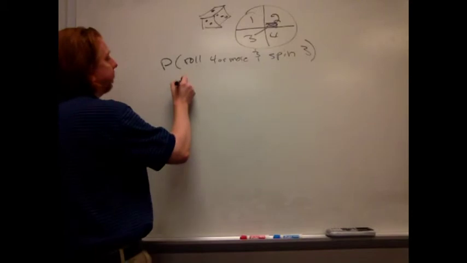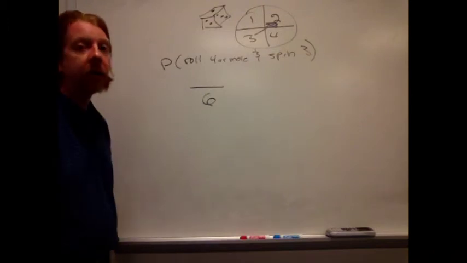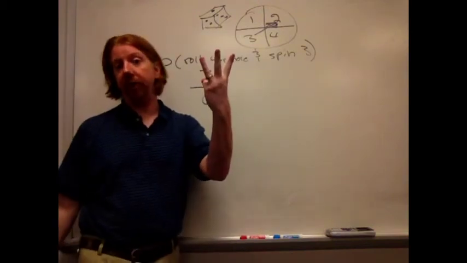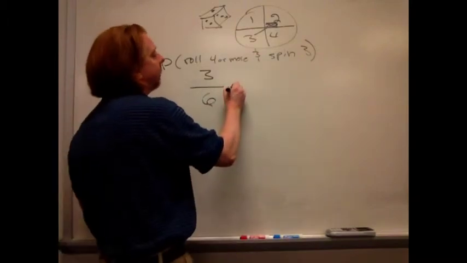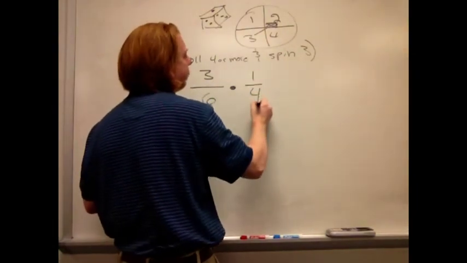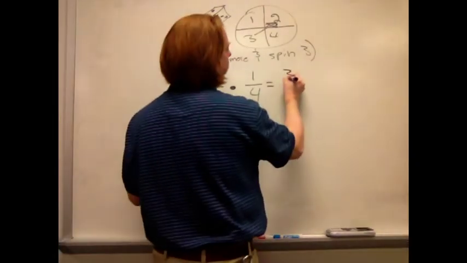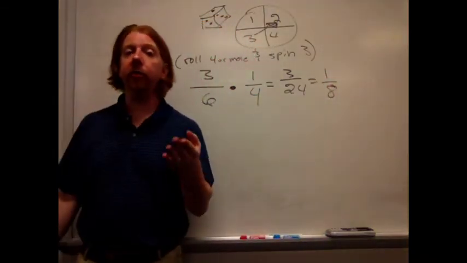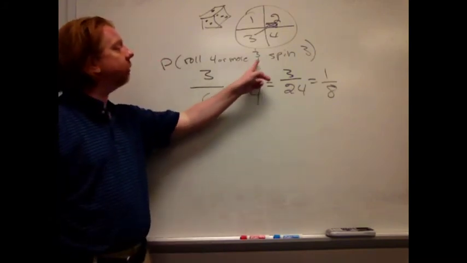So, in this case, the probability of rolling 4 or more, there are 6 outcomes on the die. Of those 6, 3 of them are 4 or more. Specifically, 4, 5, and 6. So the probability of 4 or more is 3 out of 6. Times, because I'm using the word "and", spinning a 3, 1 in 4. This is going to give me 3 over 24, which is 1/8. And then I can convert the 1/8 into a decimal or into a percentage as required. Remember, the word "and" denotes product.